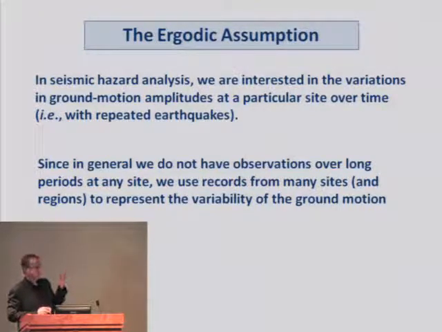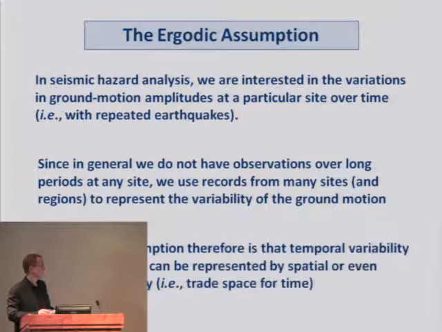So we take records from several sites, and in some cases several regions or several countries, and we derive equations where the variability represents the variability amongst all those events and stations, and we use that as a surrogate for the variability of what would happen at an individual location. We trade space for time.